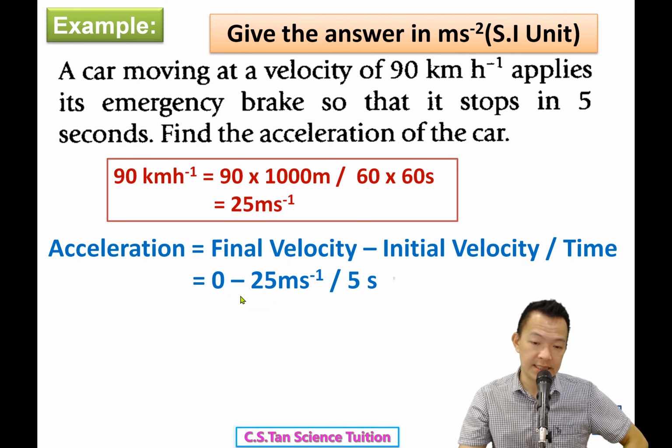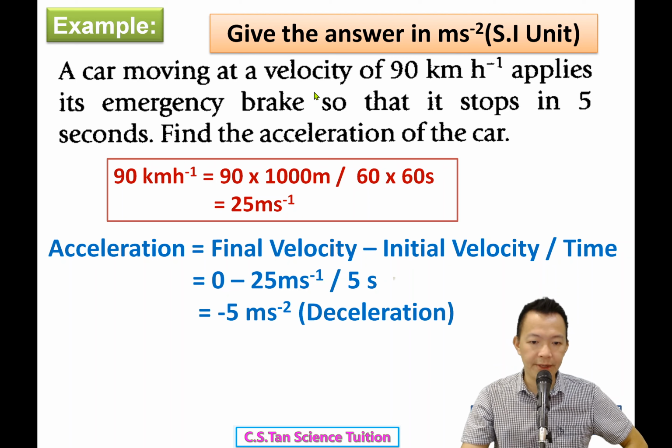Okay, so how much is the acceleration? I don't think this is acceleration. It should be the deceleration. 它应该是减速了。Okay, so 0 minus 25 over 5. So finally the answer will be negative 5 meter per second squared, or this is what we call deceleration, 减速. Okay, so this is our title called acceleration.